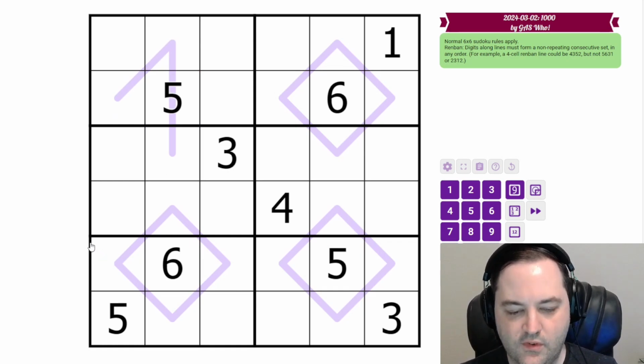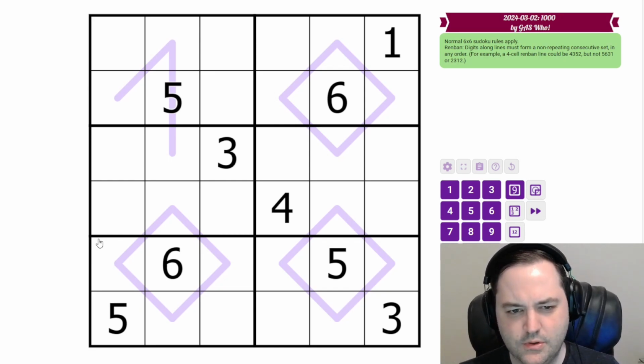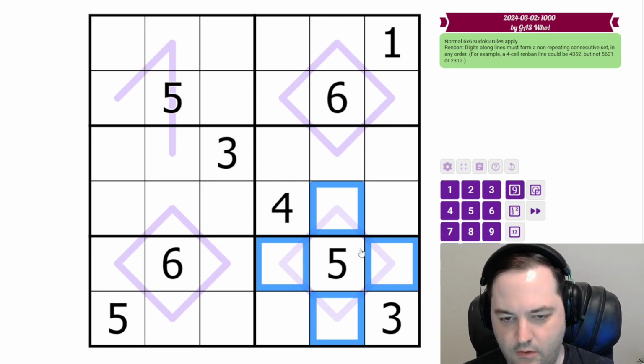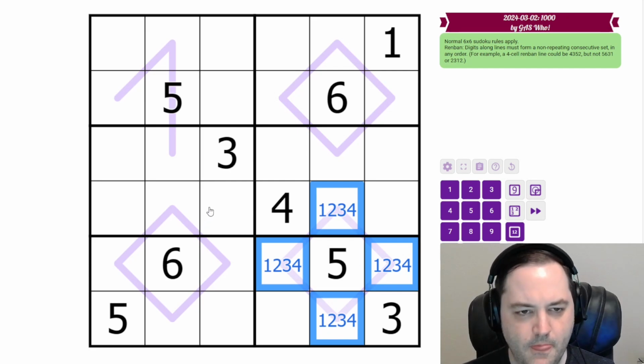All of these are 4 cells. And there are several different approaches we could have here. One is to consider what it means for a 4-cell Renban if there's no 5 on it. So if there's no 5 on this line, we can't have 6 either. So the only thing we could have. That's one way you could start this puzzle.